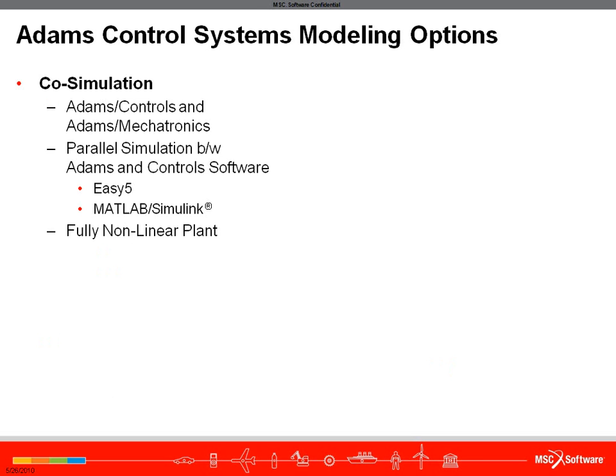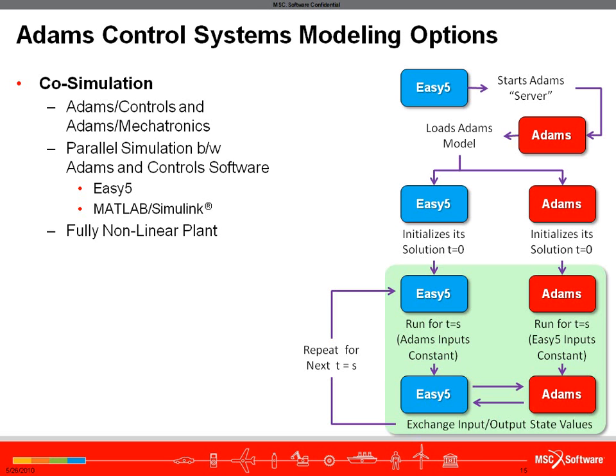One such option here is co-simulation, which is enabled by either the Atoms controls or Atoms mechatronics modules. This allows for parallel simulation between Atoms and the control software, either EZ5 or MATLAB Simulink. This process looks like this. EZ5 is shown as the control software, but the process is the same for co-simulation with MATLAB and Simulink. EZ5 essentially starts Atoms, which loads the appropriate model, then both solvers initialize their solutions and then move to the first time interval, whose duration is defined by the user-specified sampling rate.